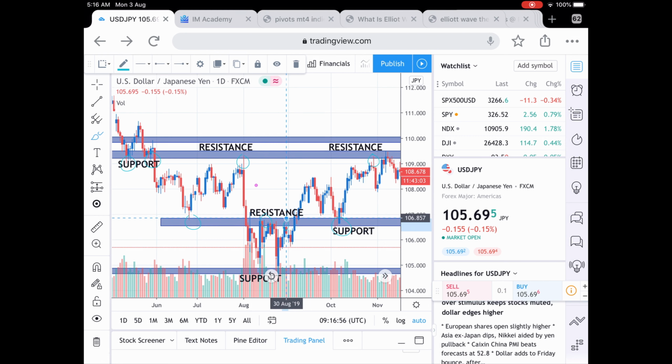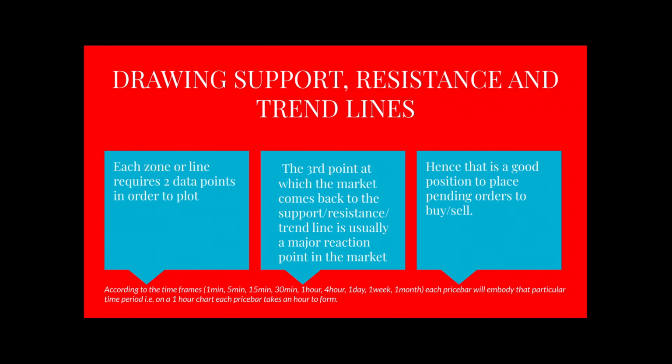The third point along this line or this zone at which the market price comes back to is usually, as I had mentioned earlier, a major reaction point in the market, and hence that major reaction point is a good position to place pending orders to either buy or sell.